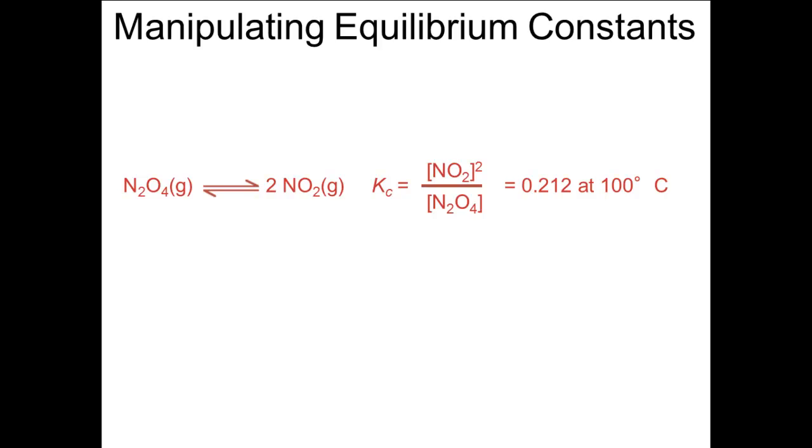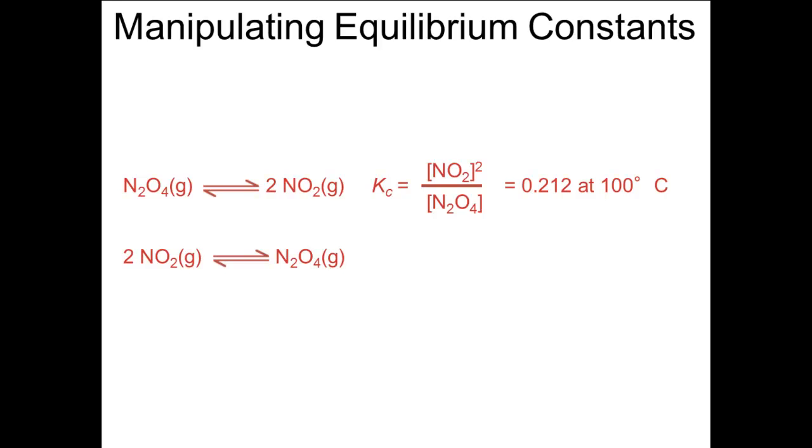We can write an equilibrium reaction as either the forward or reverse reaction. This creates some interesting relationships that arise from manipulating the reaction. For example, with the N2O4 decomposition equilibrium, the equilibrium expression is Kc equals the concentration of NO2 squared divided by the concentration of N2O4. Here, the value of K is also given.